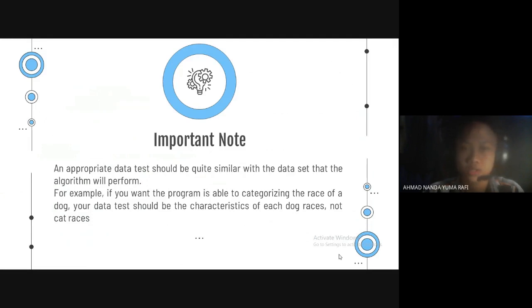This is important to note: the data test should be quite similar to the data set that the algorithm will perform on. For example, if you want the program to be able to categorize the race of dogs, your data test should be the characteristics of each dog race, not cat races, because the KNN algorithm is labeling the data based on the category. If the category does not match the label, I think the result is going to be wrong.